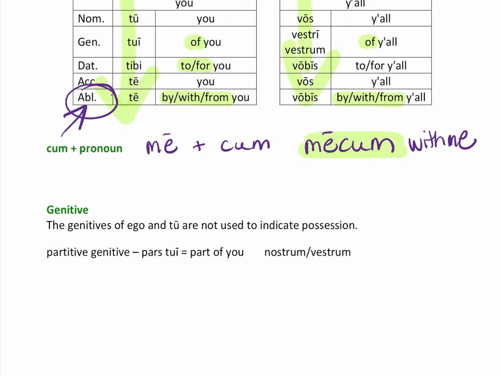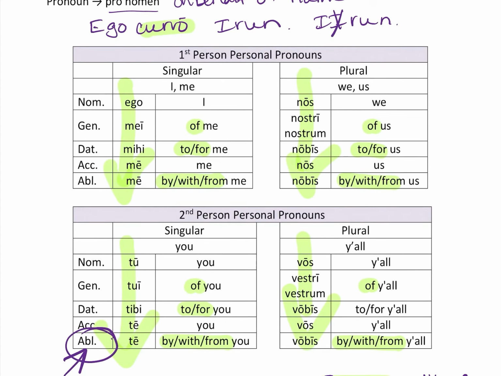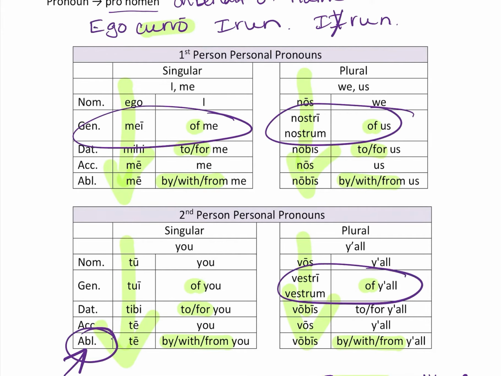Now, with the genitive, the genitives of ego and tu were not used to indicate possession. That's what we normally see the genitive for. Latin actually uses a special possessive adjective for that purpose, which we're going to learn later. It's actually a really easy thing to learn. But we'll learn the other uses later. But one use for the genitive pronoun would be these, and then the second person, these, you already know.